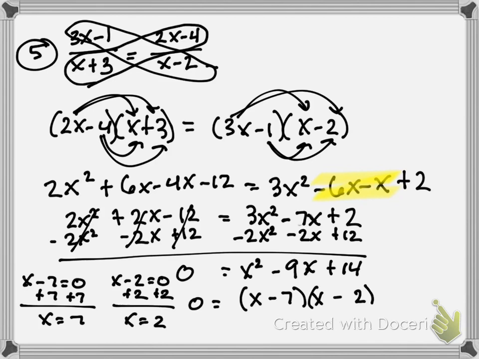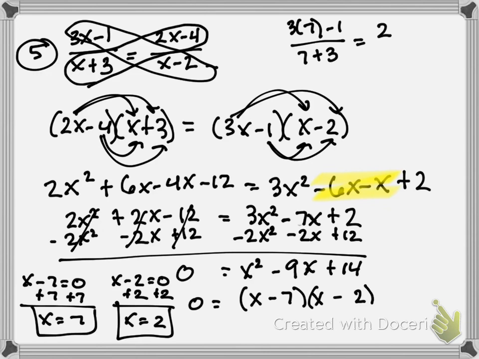Okay, something that we should be checking for that we haven't done yet is if we have any extraneous solutions. So right now I think that x is equal to 7 and x is equal to 2. So let's plug those in to our original problem and see what we get. So I have 3 times 7 minus 1 over 7 plus 3 should be equal to 2 times 7 minus 4 over 7 minus 2.